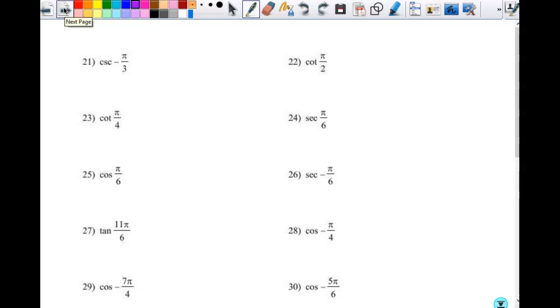So we're going to do a couple of these together. Look on the back. We're going to do number 21. And I'm going to write some things down that you don't necessarily have to write down.